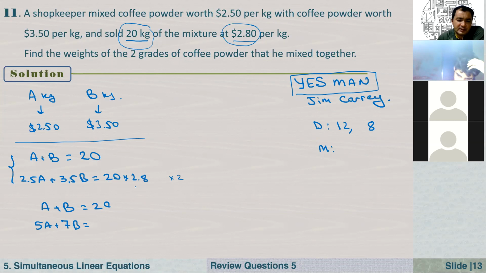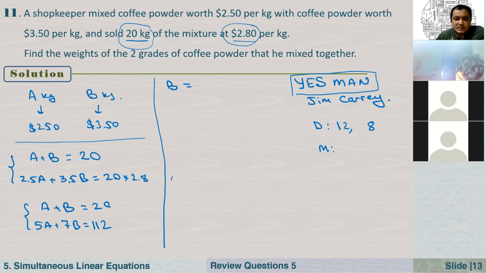40 times 2.80, it is 80 plus 32, right? It is 112. And just simplify this. The second equation, I just multiply by 2. And the rest is we have to solve these simultaneous equations. To do this one, let me just use the substitution method.